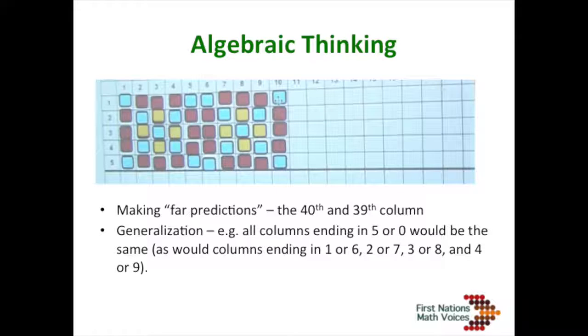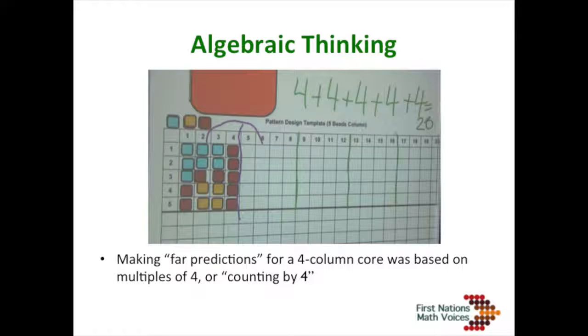One prediction was based on a 5-column core, and students were able to predict any column by knowing the last number. So, for example, all columns ending in 5 or 0 would be the same as would columns ending in 1 or 6, 2 or 7, 3 or 8, and 4 or 9. Of course, this thinking only works for multiples of 5.